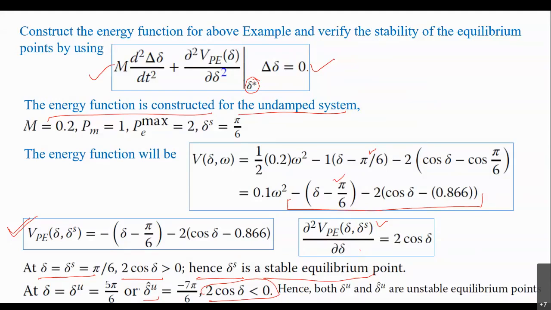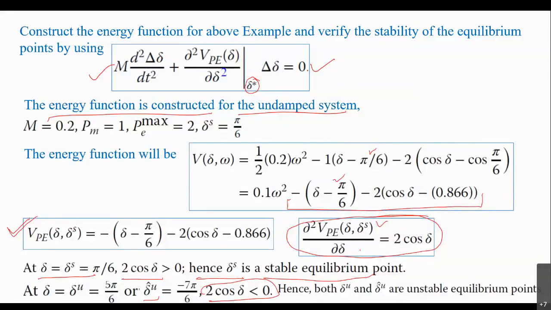Suppose the system is there and you know some equilibrium points, but you don't know which is the stable equilibrium point and which is the unstable one. You can use this method very easily, if you know the energy function. Just evaluate the potential energy, take the double derivative and evaluate at the equilibrium points. You can find whether it is a stable or unstable equilibrium point.